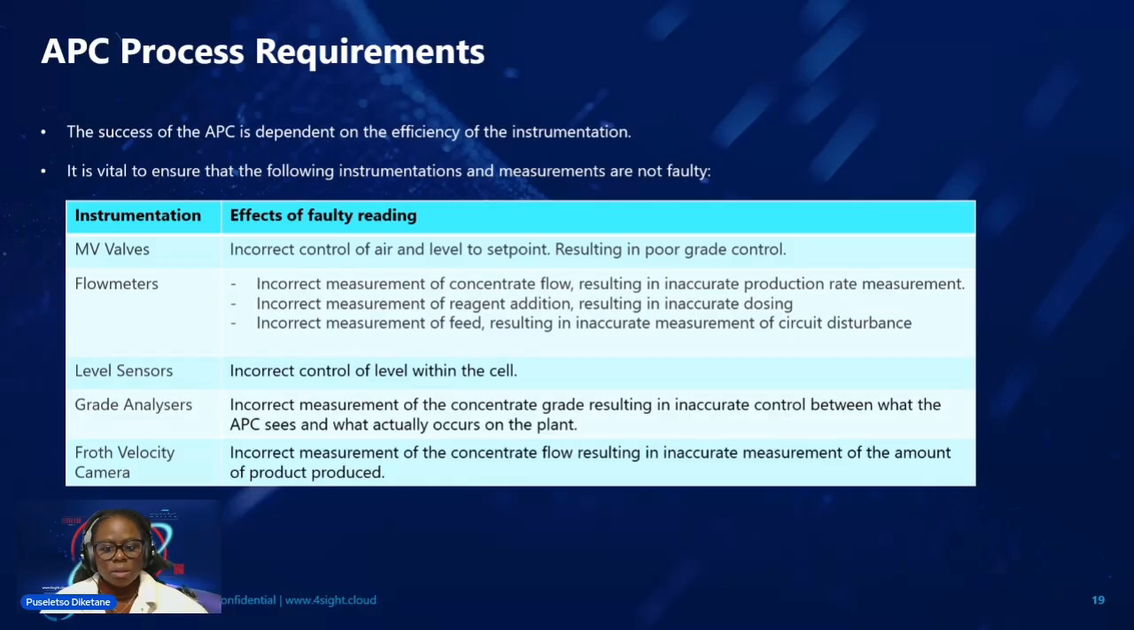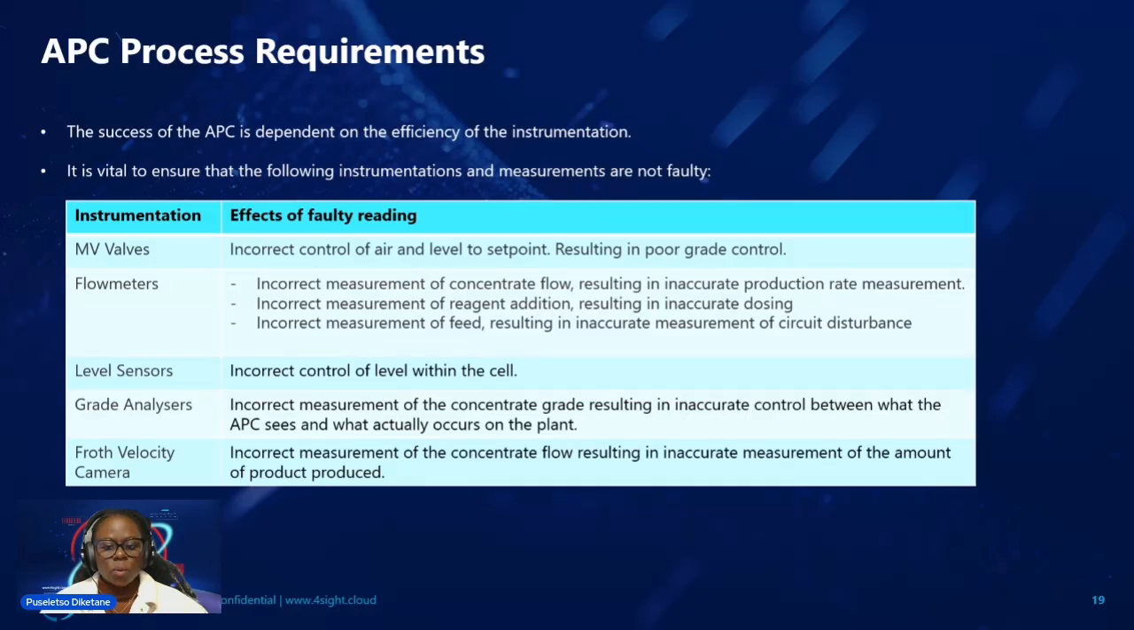So the level sensors also have to be accurately calibrated so that the APC can have a clear view of how much material is available within your flotation cells, so it can accurately control the flow of your final product. We also need to ensure that we have well-performing grade analyzers so that the APC is aware that it is producing the right quality of your final product.